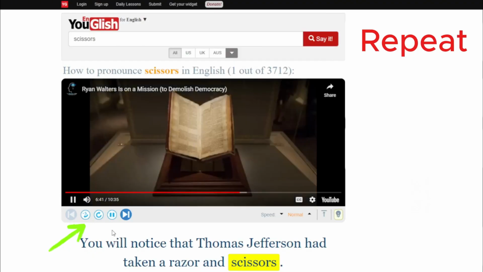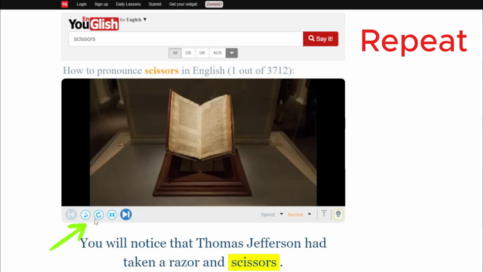At it, you will notice that Thomas Jefferson had taken a razor and scissors.